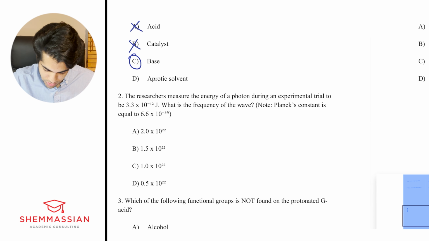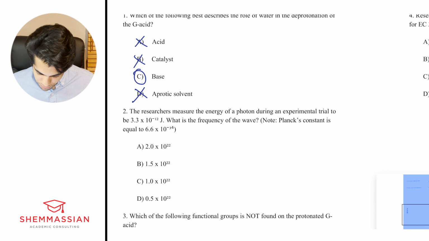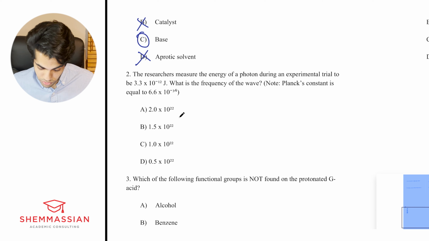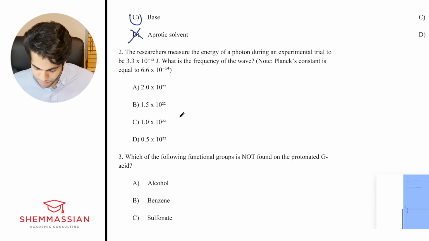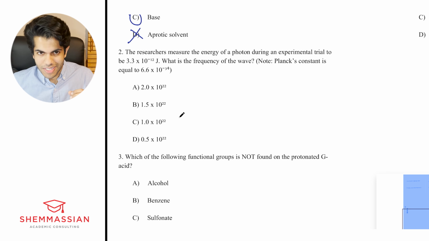Alrighty, question 2. The researchers measure the energy of a photon during an experimental trial to be 3.3 times 10 to the negative 12 joules, which is the frequency of the wave. And then in parentheses, they give us Planck's constant, which is 6.6 times 10 to the negative 34. So when I'm given data like this, or I'm just given some numbers, I like to list out what are the variables that I know and see which equation they all match up with.